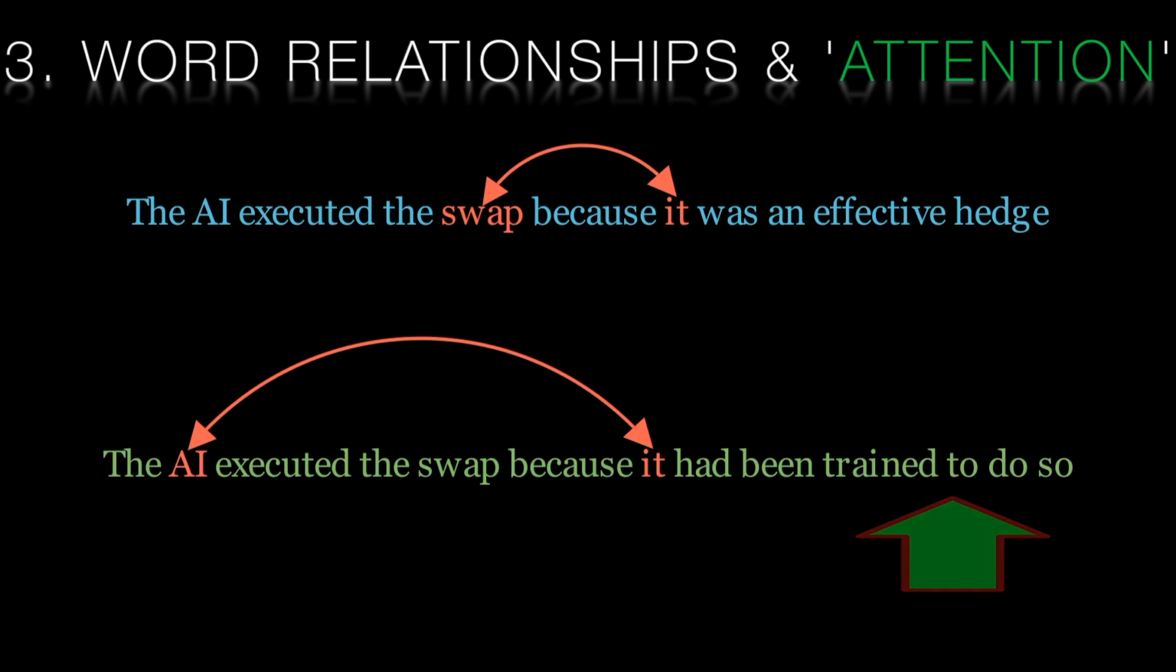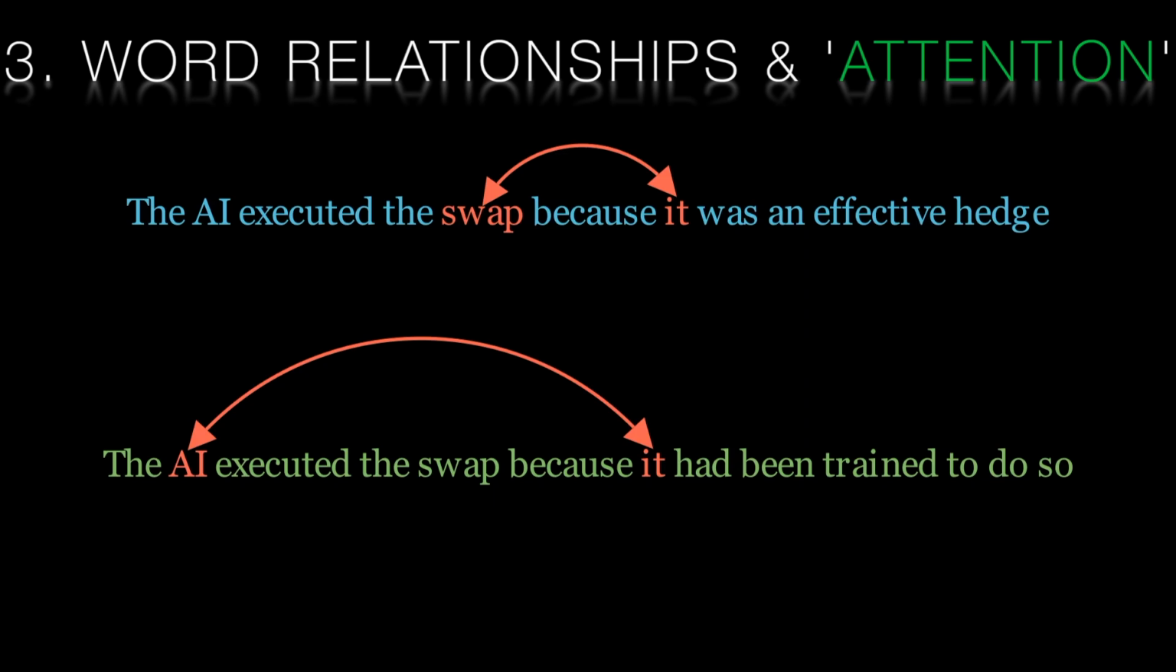So in the first sentence, the word it is paying attention to the word swap, whereas in the second sentence, it pays attention to the word AI. Even though it is the same word and in the same position relative to other words, that is not enough. There's yet another encoding that we need to deploy to capture the attention and grammatical relationships between our words.